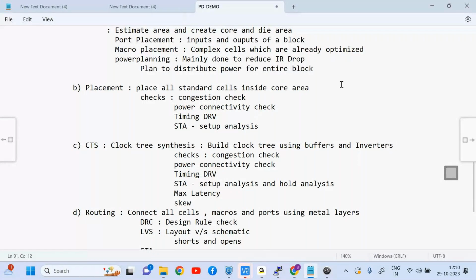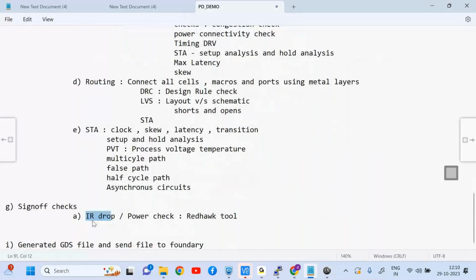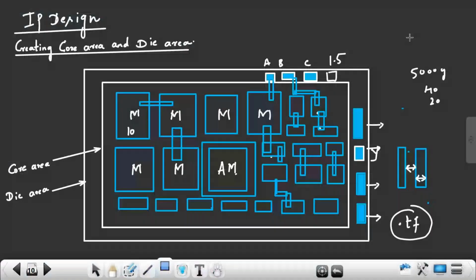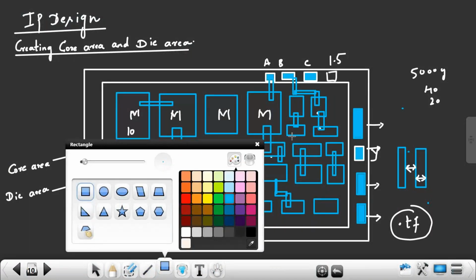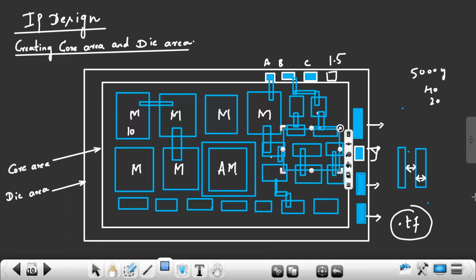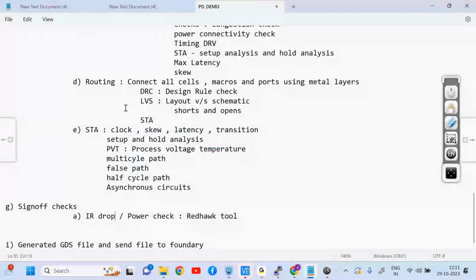After doing all these things, my IR drop team will check how much IR drop is happening. So my team will tell me, in this region there is more IR drop, reduce it. Then I have to reduce IR drop. I have to insert some decap cells. I have to change my power planning. After routing, my role is not completed. I have to take care of all these checks. If they give any feedback, I should implement that.